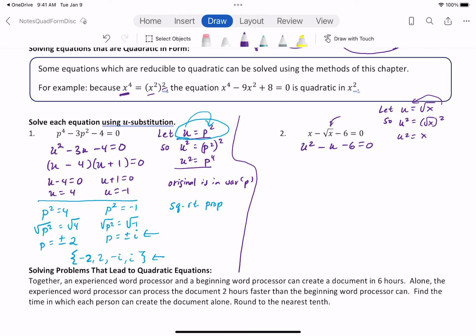It turns out this one is also factorable. So we'd get u times u. To get 6, that will add to -1, we're going to need 3 and 2. And we'll need -3 and +2. So then we use the zero factor property.